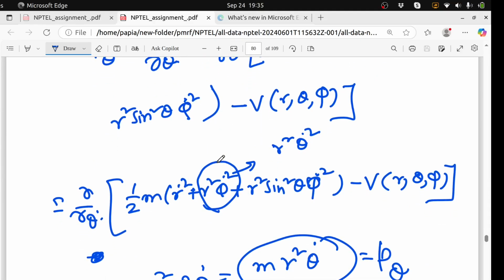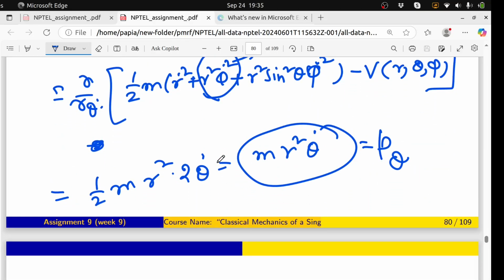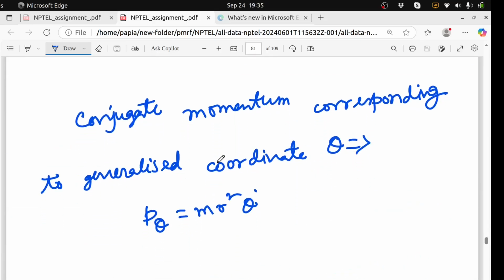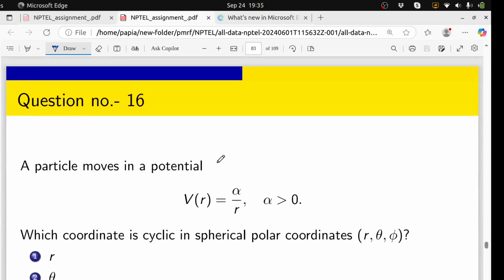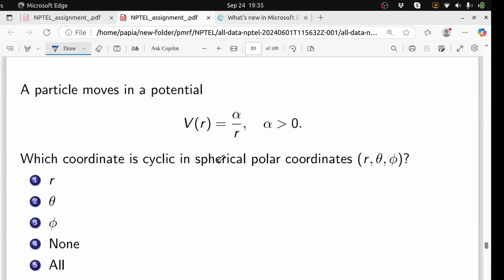And now here you can see that in theta dot there is only one term which is a function of theta dot, which is r squared theta dot squared. So simply it will be half m times 2 r squared theta dot, which is p theta. So the conjugate momentum corresponding to the generalized coordinate theta is p theta, which is m r squared theta dot. Okay. Now coming to question number 16.